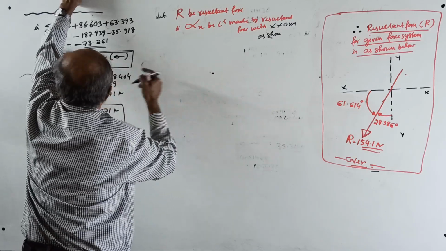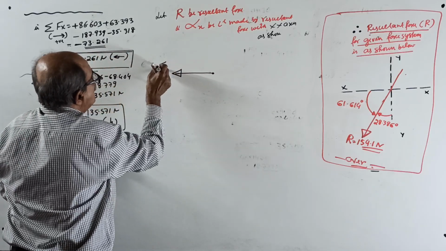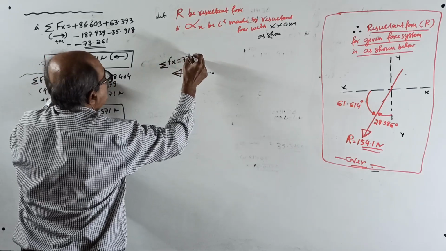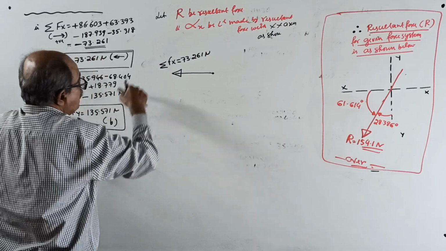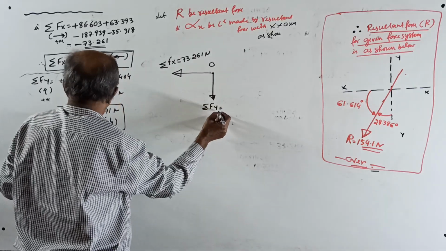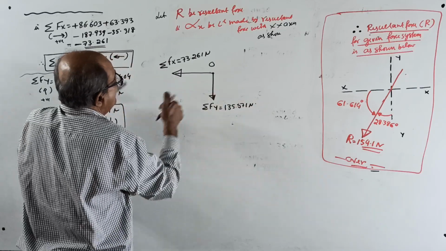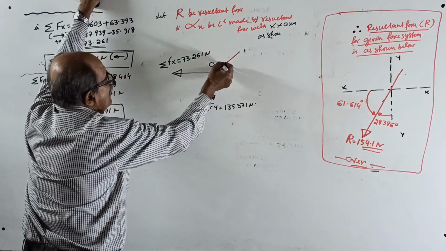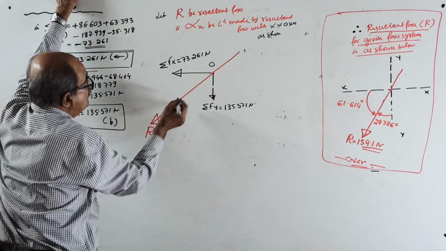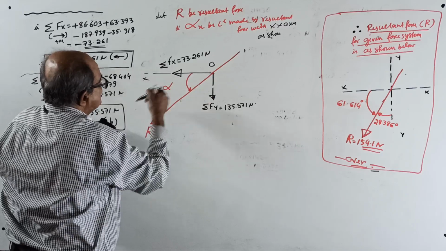Sigma fx you got on the left side. Now no negative. See, this is your sigma fx equal to 73.261 Newton. Sigma fy is down from the point O. Sigma fy equal to 135.571 Newton. Then this is the resultant force, and this is the angle alpha with the x direction.